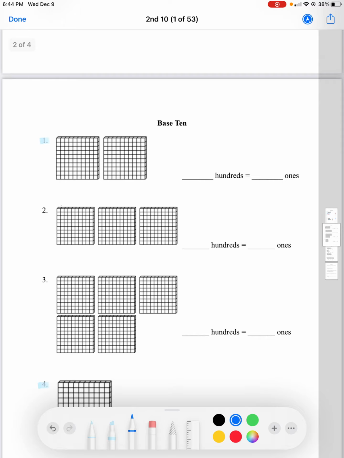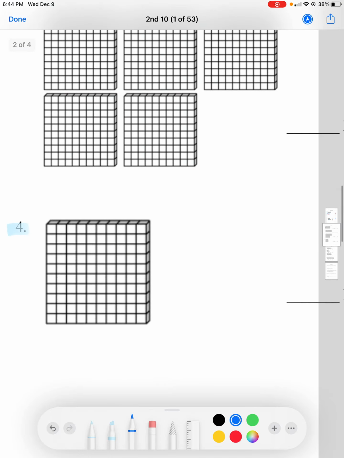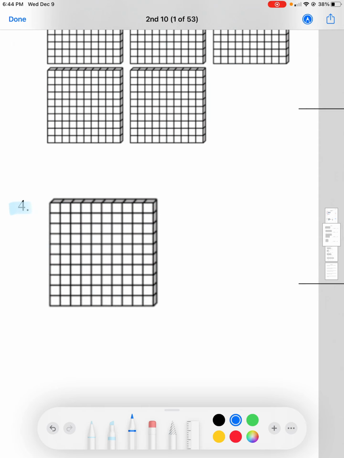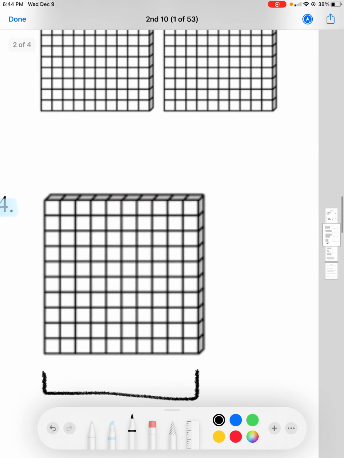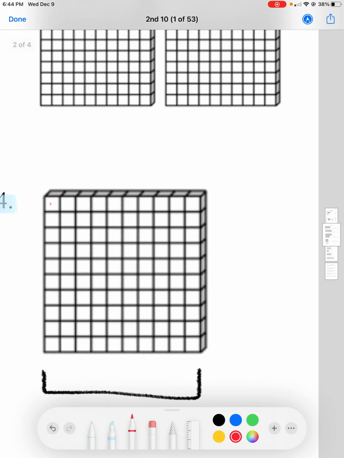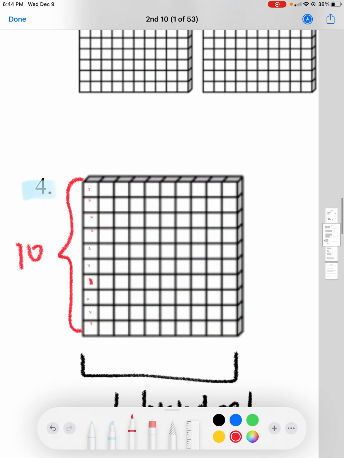Now let's go over base 10. Now we're going to be working with hundreds, so let's go over number 4 first. This is a hundreds block. This entire block is 100. And if you count here, you have 1, 2, 3, 4, 5, 6, 7, 8, 9, 10. So this is 10 blocks, and this is 110.